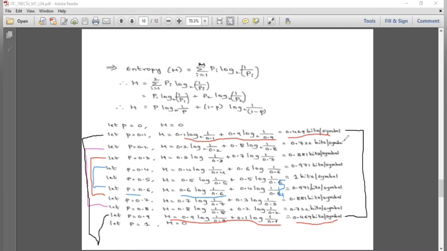Similarly, for 0.2 and 0.8, 0.3 and 0.7, 0.4 and 0.6, whereas entropy attains maximum value when probability is 1 by 2. So if you compare entropy values from P equals to 0 to P equals to 0.4 and P equals to 0.5 to 1, it is exactly the mirror image. Hence we say entropy is a symmetric function.